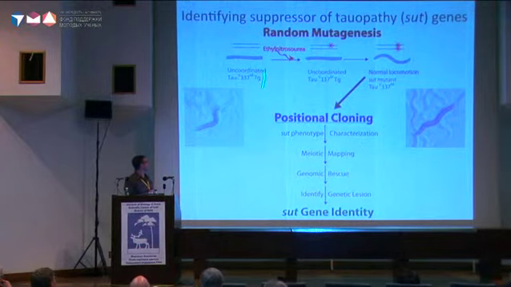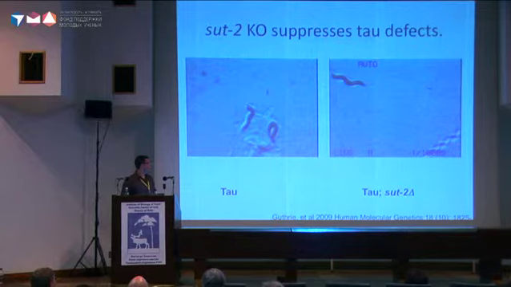But the basic approach is we take worms with our tau phenotype that are severely uncoordinated, we mutagenize them, and then search for worms that have restored locomotion. These are potentially mutations that make the animals resistant to tau, and we call these animals SUT mutants, which stands for suppressor of tauopathy. By undergoing some mapping and genomic rescue, we can identify mutated genes that suppress the tau phenotype.